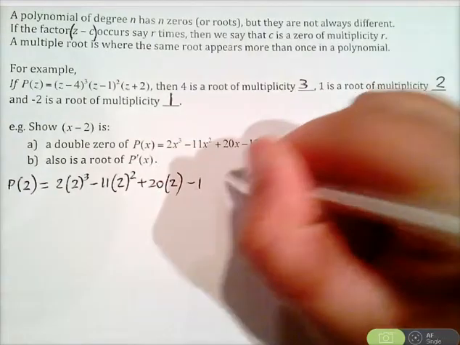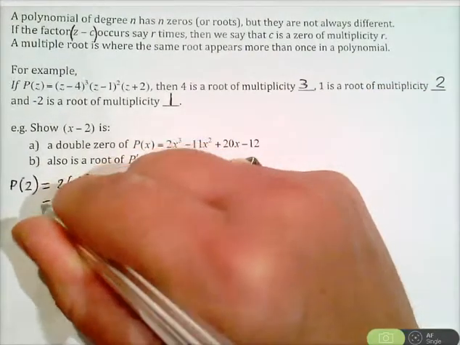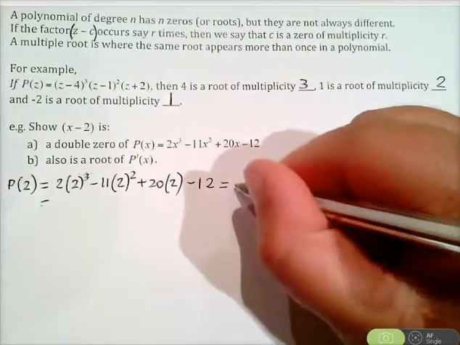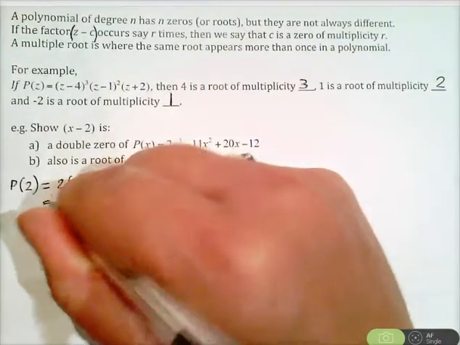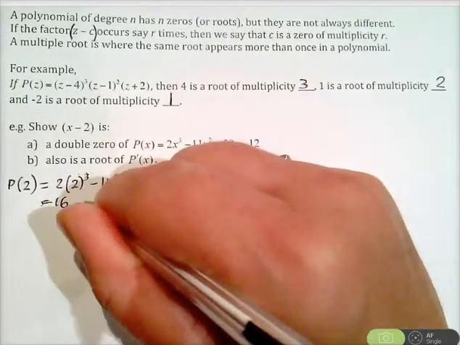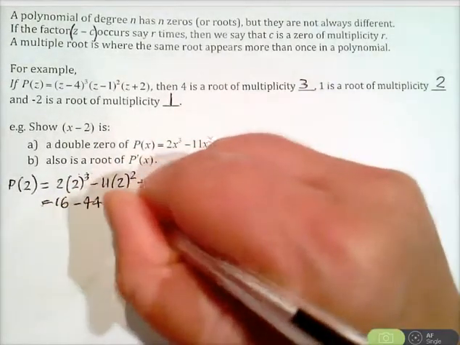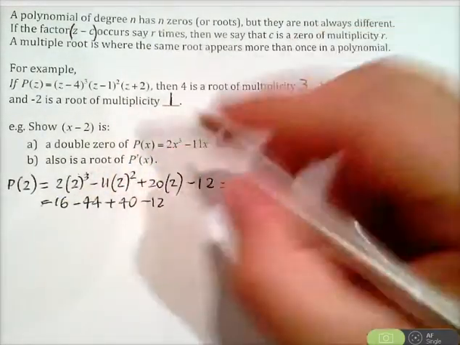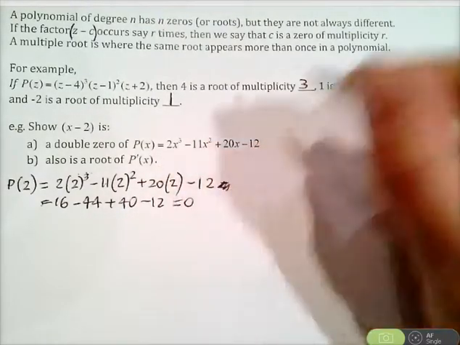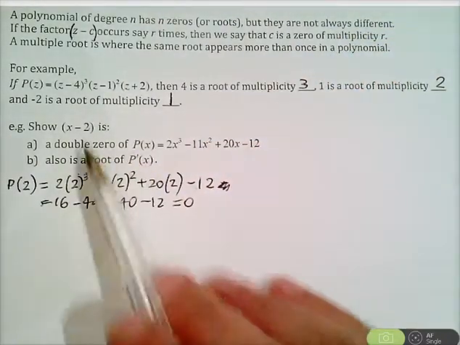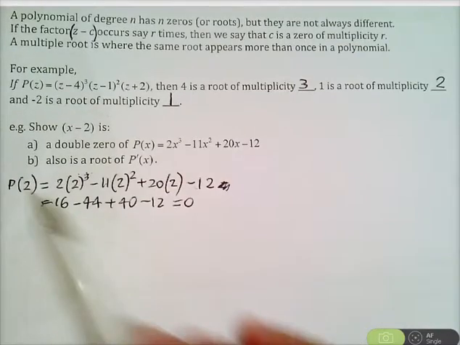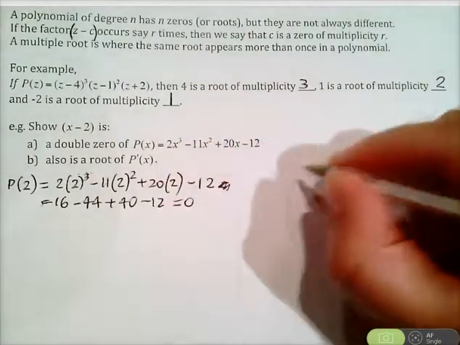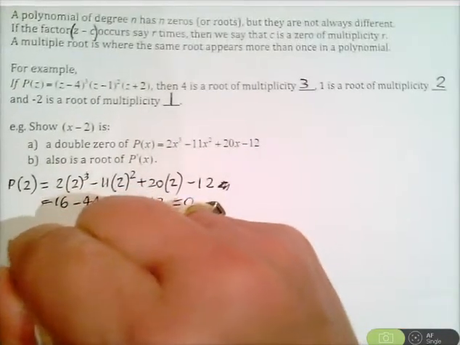Okay, minus 12. And if we work that out, we get 2 times 2 cubed, that's 16. So we've got that 16 minus 11 times 4 is 44. And we've got plus 40 minus 12. And that's 56 minus 56, which is 0. So therefore, we can see that x minus 2 is a factor, or 2 is a root, okay? So if we know that x minus 2 is a factor, what I'm going to do now is long division.